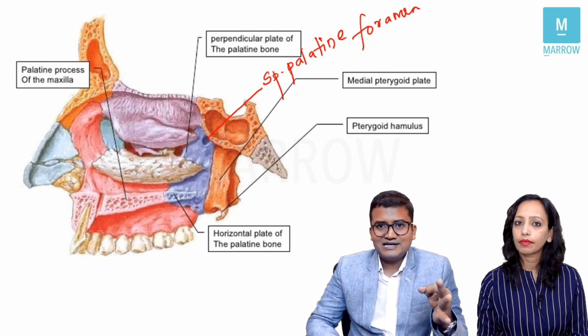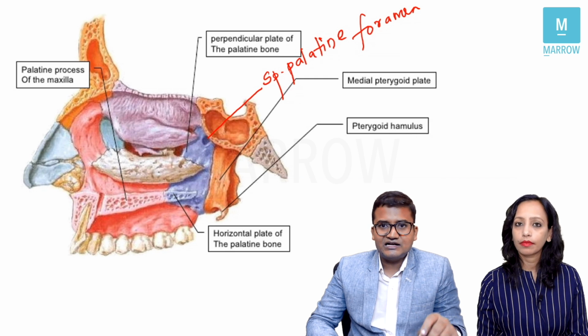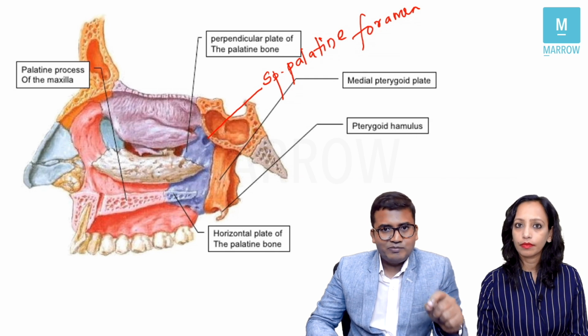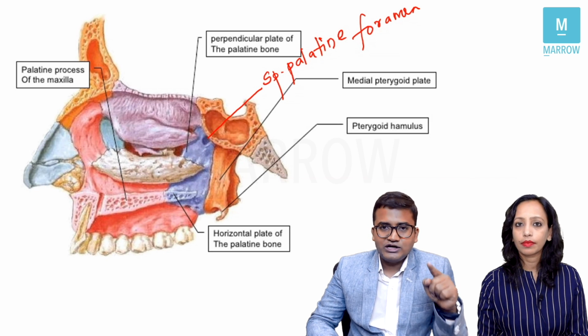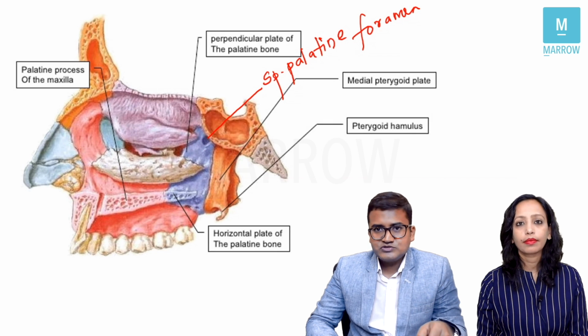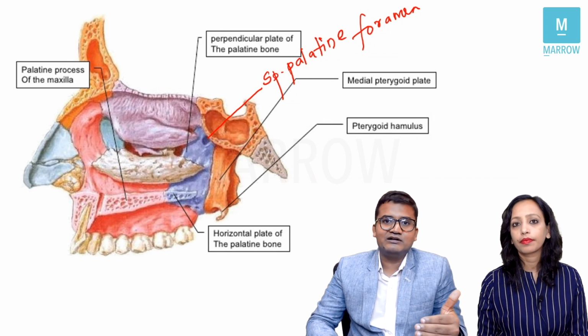So, three parts of maxillary artery. What are those? Mandibular part, pterygoid part, and the pterygopalatine part. Yes, the third part of maxillary artery is present in the pterygopalatine fossa. Now, the third part of maxillary artery will give one branch. That branch is called sphenopalatine artery. That is passing through which foramen? Sphenopalatine foramen. Yes, very good.